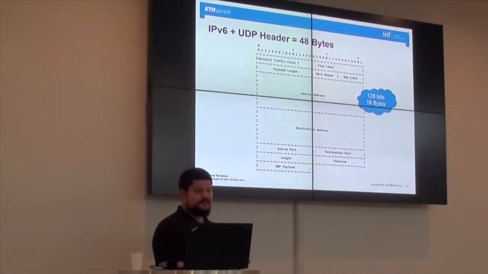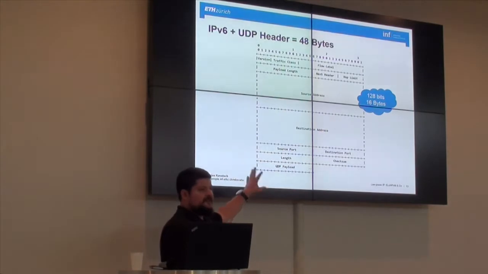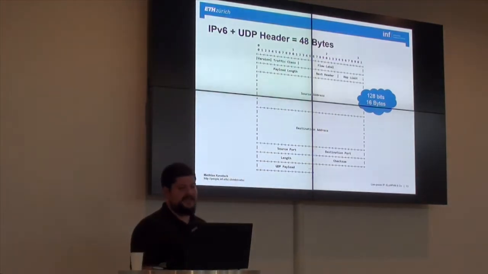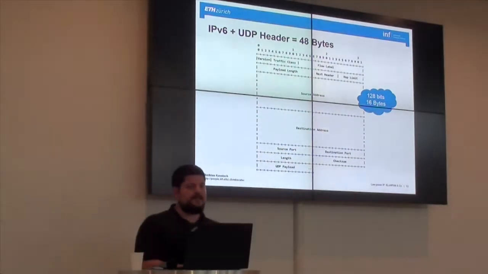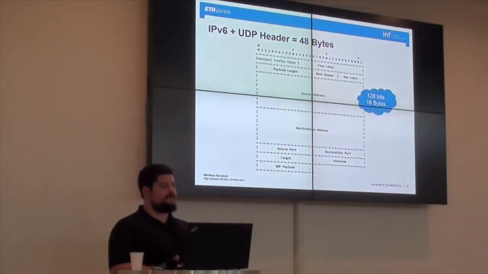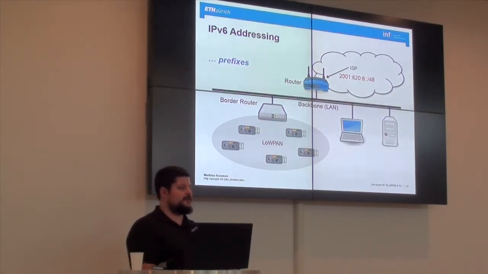So this is how a normal IPv6 and UDP header would look like. Don't read the specifics, it's just the header format you find in the specification. The thing is, you have two really big blocks there, and that's just the IPv6 addresses. 128 bits, so that's already 16 bytes twice, and all in all you get 48 bytes just for the header to transport some useful information. And that must be compressed to actually use this low power communication.